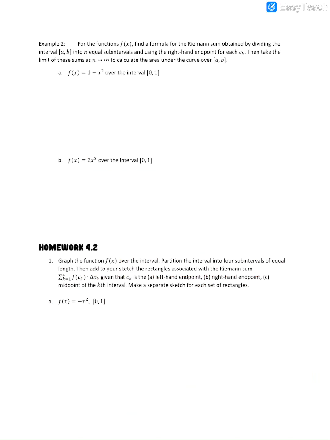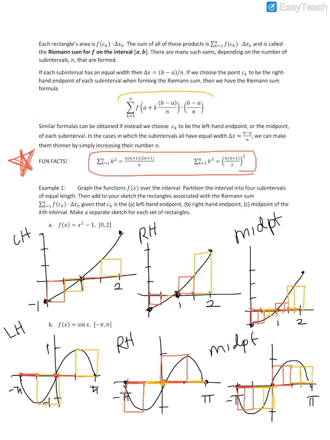All right, so let's try number 2a. So our function on this one is f of x equals 1 minus x squared over the interval 0 to 1. Okay, so the first thing we're going to do is write down our formula. So we have the limit as n goes to infinity. And we are actually using our formula from the previous page. Okay, so k equals 1 to n. And the formula is f of a plus k times b minus a over n. So I'm using this formula right here, guys.